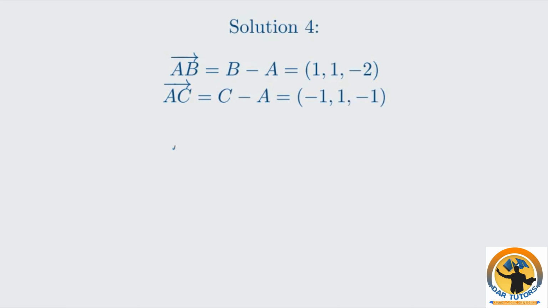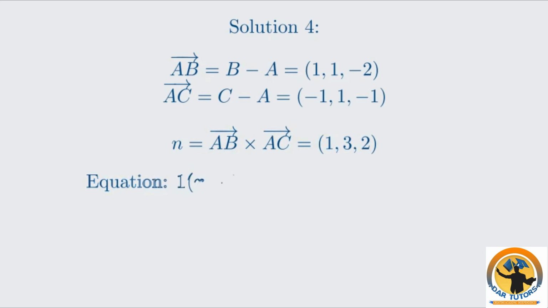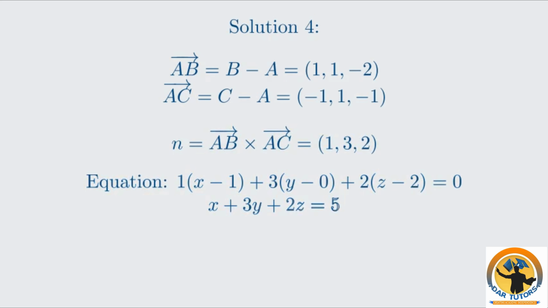For question 4, we find 2 vectors in the plane, AB and AC. Their cross product gives us the normal vector to the plane. Using the normal vector and one of the points, we find the Cartesian equation of the plane is x plus 3y plus 2z equals 5.